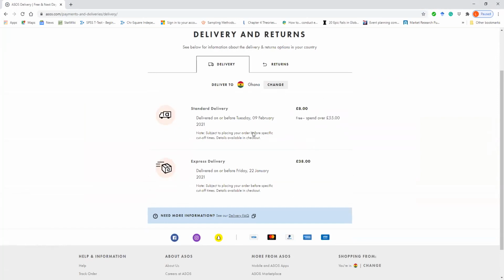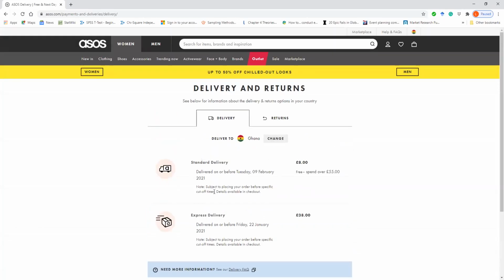You can even get your item delivered for free if you spend over £55. Then the express delivery costs £38. You can get it within a very short period of time. Okay. Thank you, madam. So the same dimension, we have 50% off chilled out looks. Okay, that's it for savings on the part of the customer, right?